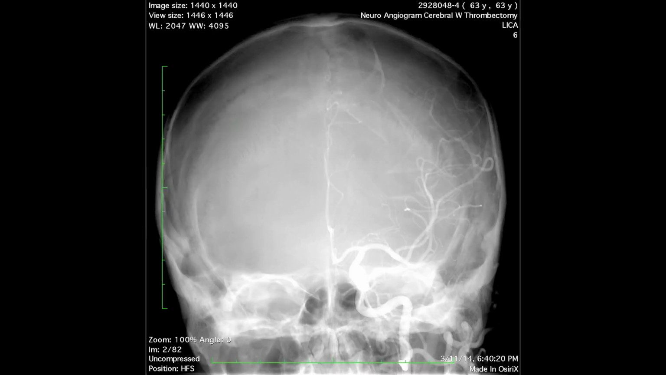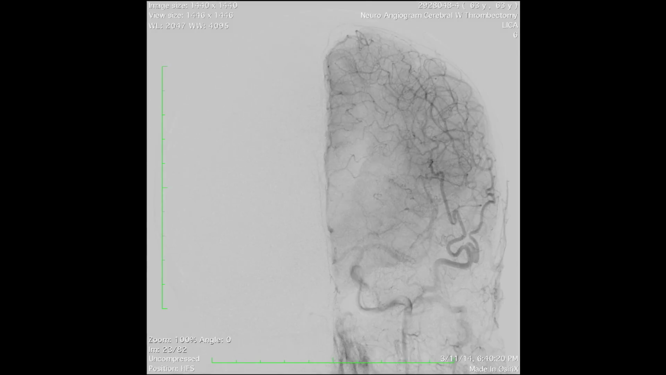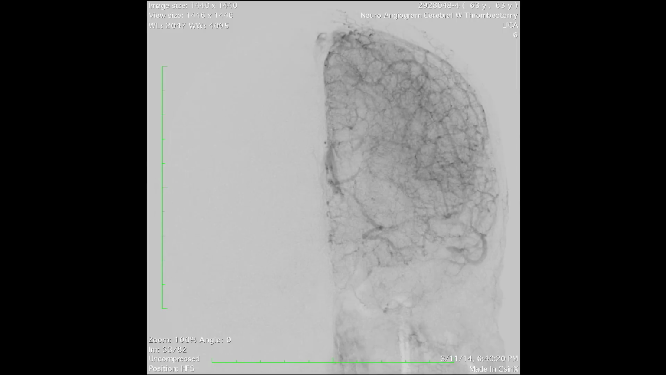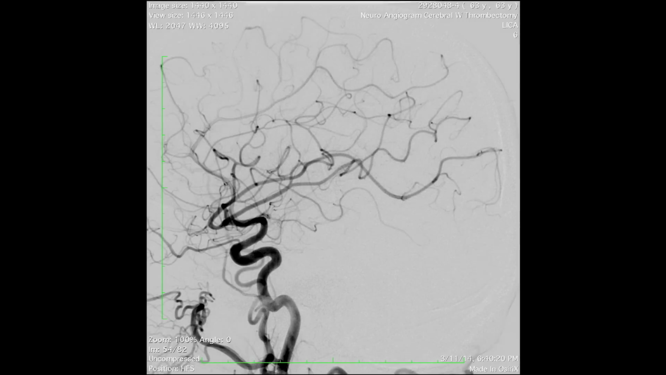There's venous hypertension, there's stasis, there's no filling of the superior sagittal sinus or the transverse sigmoid system, given the widespread venous sinus thrombosis present.